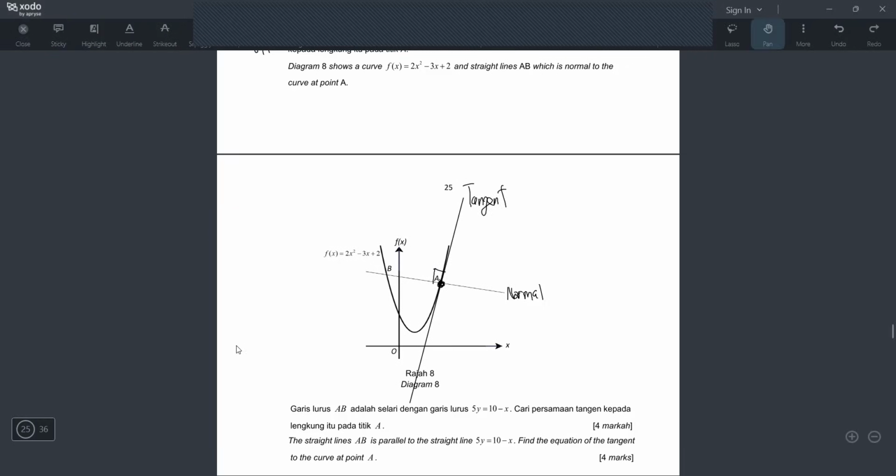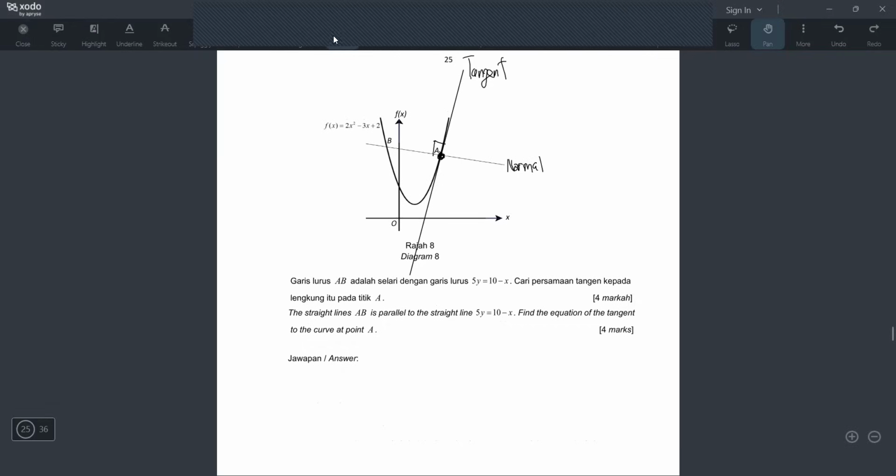So I think I can skip this upper part already. Let's read here. The straight line AB is parallel to the straight line 5y equals 10 minus x. Find the equation of the tangent to the curve. This is under differentiation, right? In order to find the equation of the tangent, I need the gradient of the tangent. But how to find the gradient of the tangent? dy/dx. Yes, you find dy/dx. But when you find it, let's write down f(x) equals 2x squared minus 3x plus 2. You will realize that you get stuck because you don't have the x coordinate. Okay, it's fine, I'll do it first.